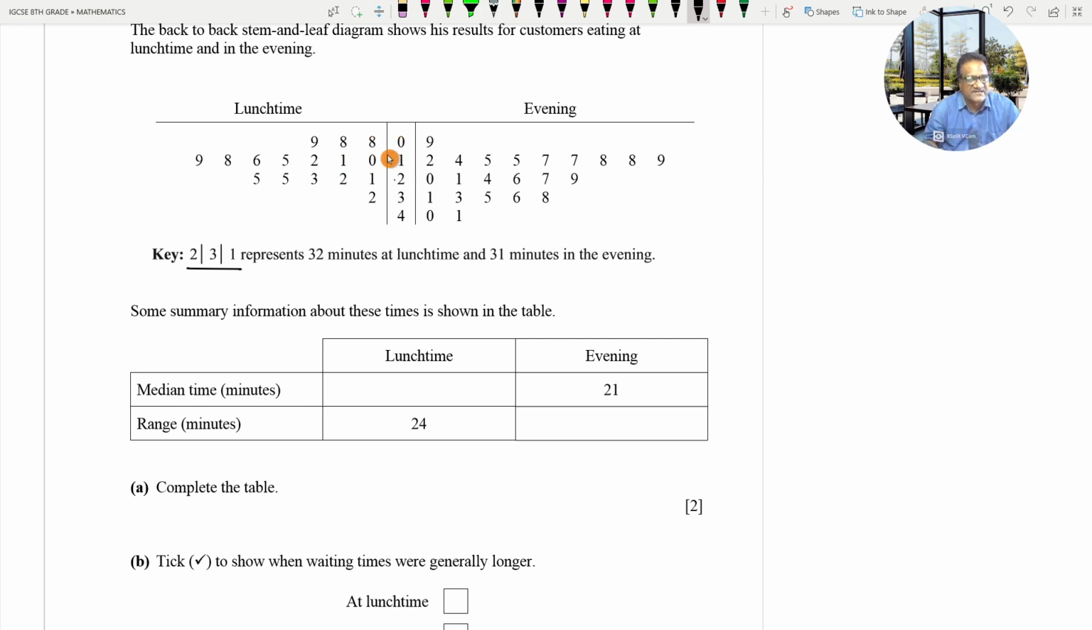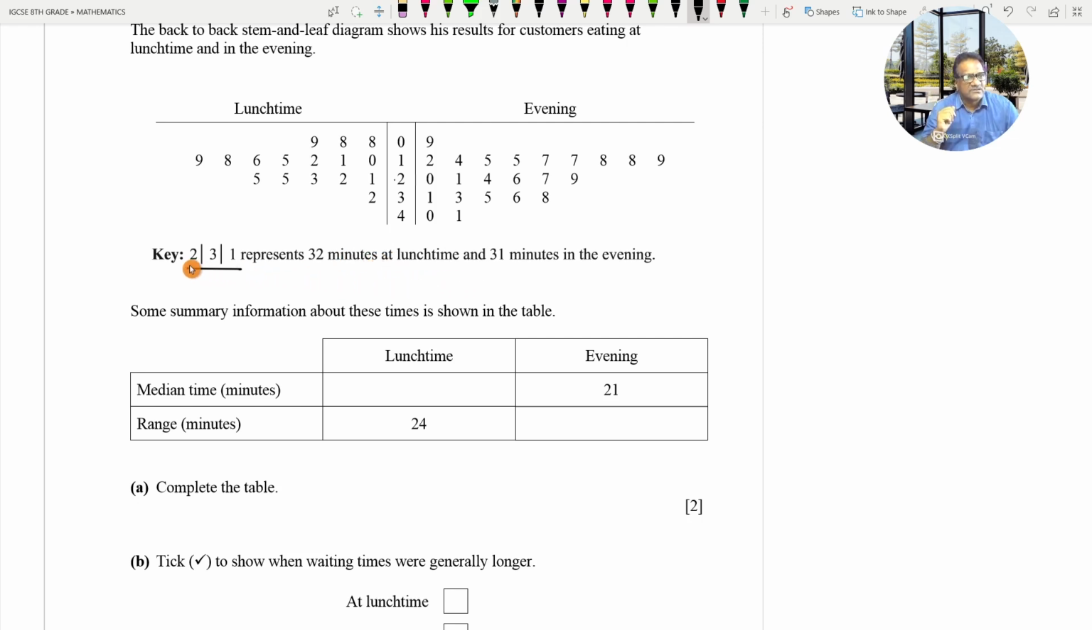That way it reads. In the evening it will be 1 and 2, 12 minutes. 2 and 1, 21 minutes. 4 and 1, 41 minutes. So this is what the key is telling you about the number of minutes for which these various customers had to wait for their food to be served.